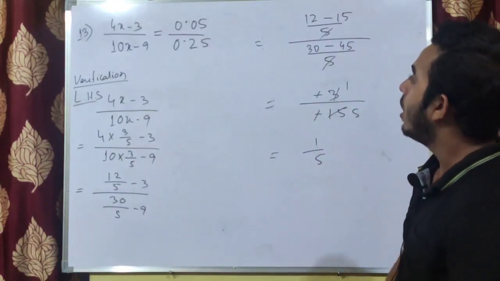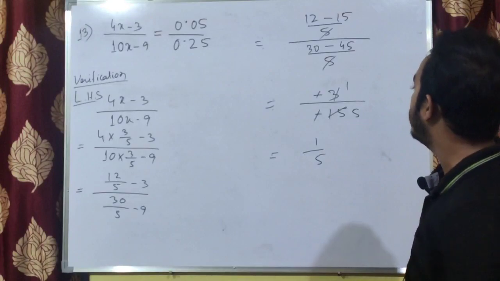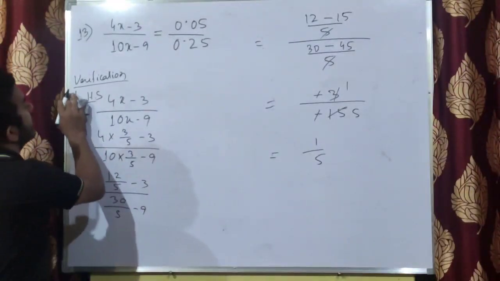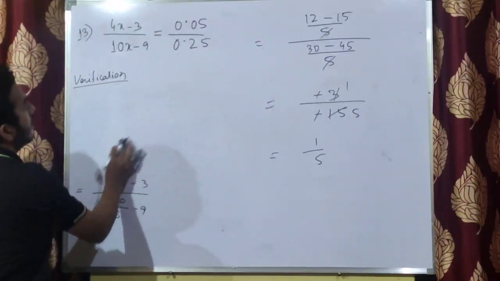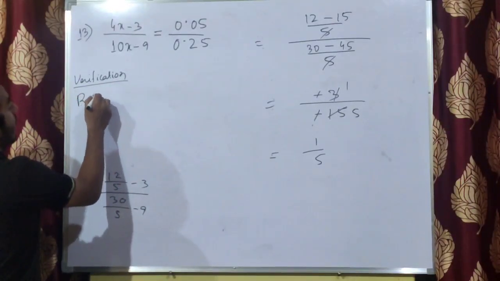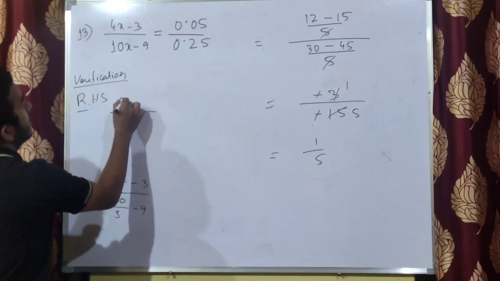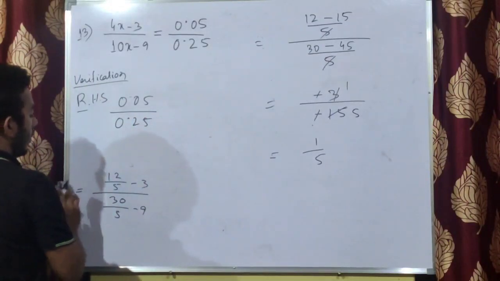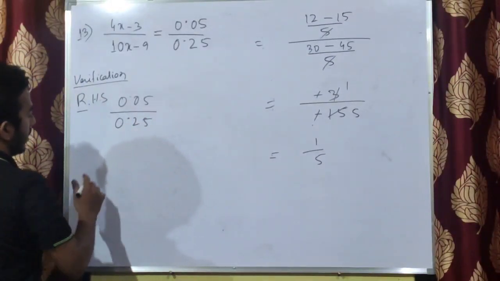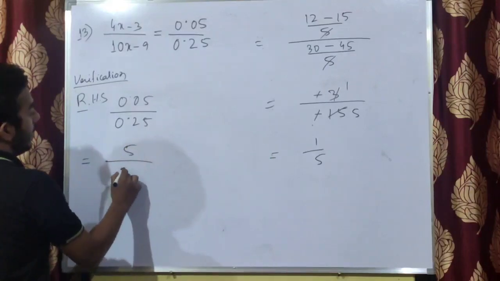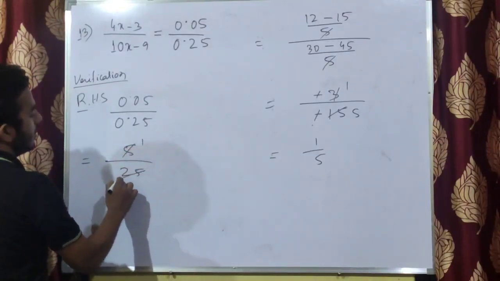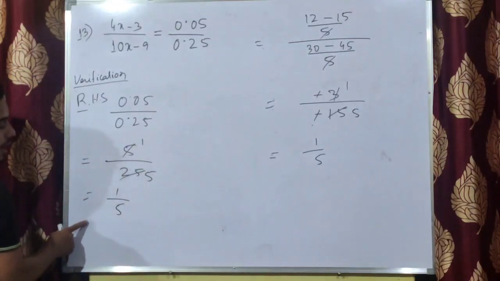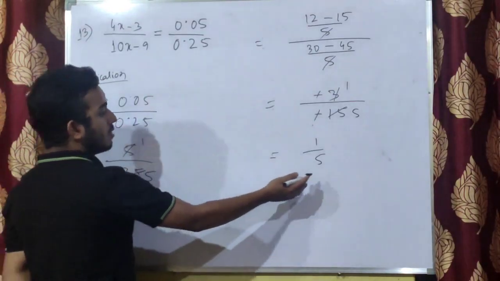Now we have to look whether the RHS is also 1 by 5. So again we write the RHS. RHS is 0.05 divided by 0.25. What have we written in place of this? It is 5 by 25, right? So 5 times 1 is 5, and 5 times 5 is 25. So look here, the RHS is also 1 by 5 and the LHS is also 1 by 5.